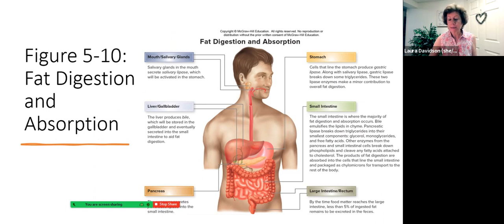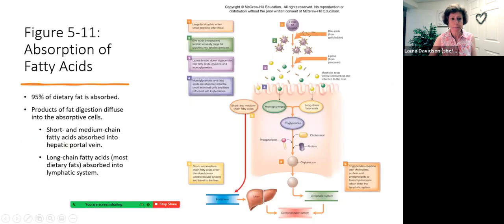Fat digestion is more complex than the digestion of carbohydrates. I would refer you to this figure. It does a wonderful job of talking about fat digestion. And you can see that the small intestine is the primary part of the GI tract where most of the digestion takes place. But read through this bit by bit. And there's a nice figure, 5.11, that also illustrates the absorption of these fatty acids.